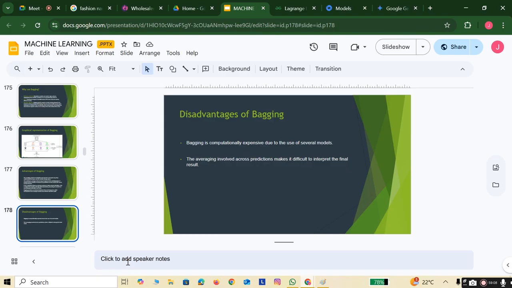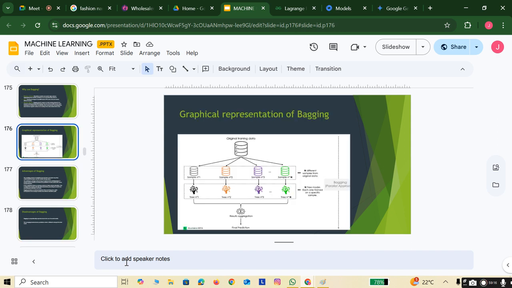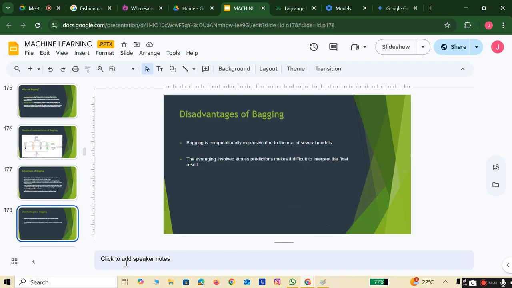Number one actually is very straightforward. Expensive due to use of several models. Base learner 1: decision tree 1 on sample 1. Decision tree 2 on sample 2. So those are so many models and they eat on our memory. Even though the data is trained on individual data sets, at the end of the day, it is expensive.